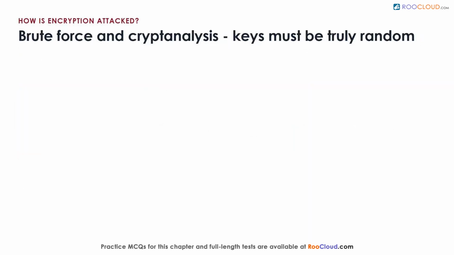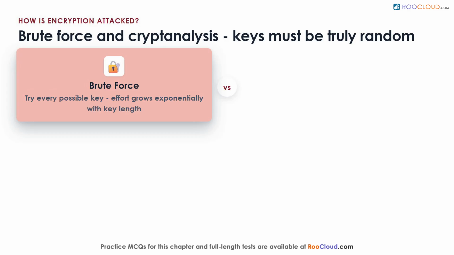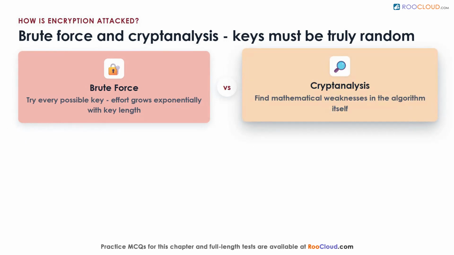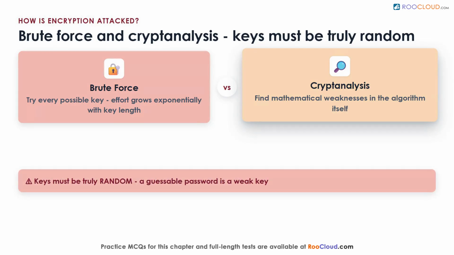So how do attackers try to break it? The simplest way is brute force. They try every possible key until one works. Because effort grows exponentially with key length, a long key wins. A smarter attack is cryptanalysis. That's the science of finding weaknesses in the algorithm itself. One more thing matters here. Keys must be truly random. A key based on a guessable password weakens even a strong algorithm.